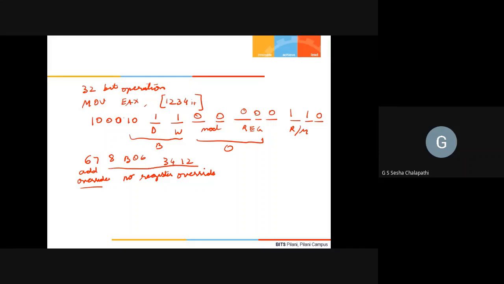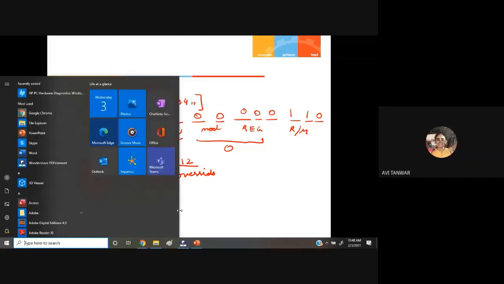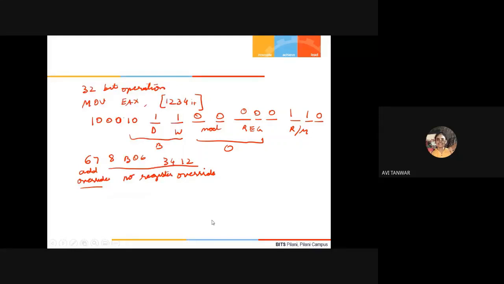Yeah, there was a query. I have the same doubt: when are we going to use D32 or D16? How do we choose between them? It will depend on your instruction. If you have a 16-bit offset or a 32-bit offset, it depends on that particular thing.